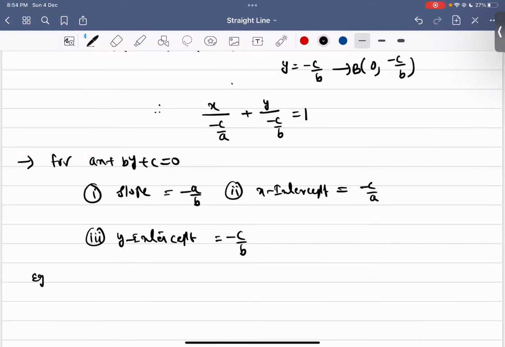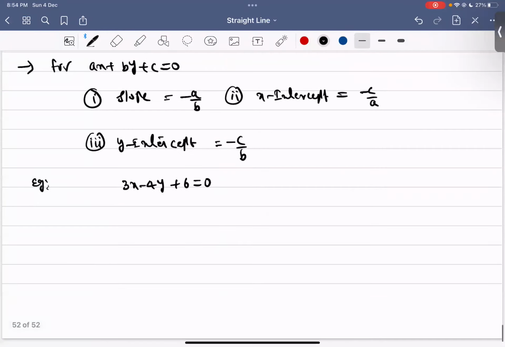Example: suppose 3x minus 4y plus 6 equals 0. This line is given in general form. For this line, first we will write the slope. Slope is equal to minus a by b, therefore minus 3 by minus 4. Therefore the slope is equal to 3 by 4.